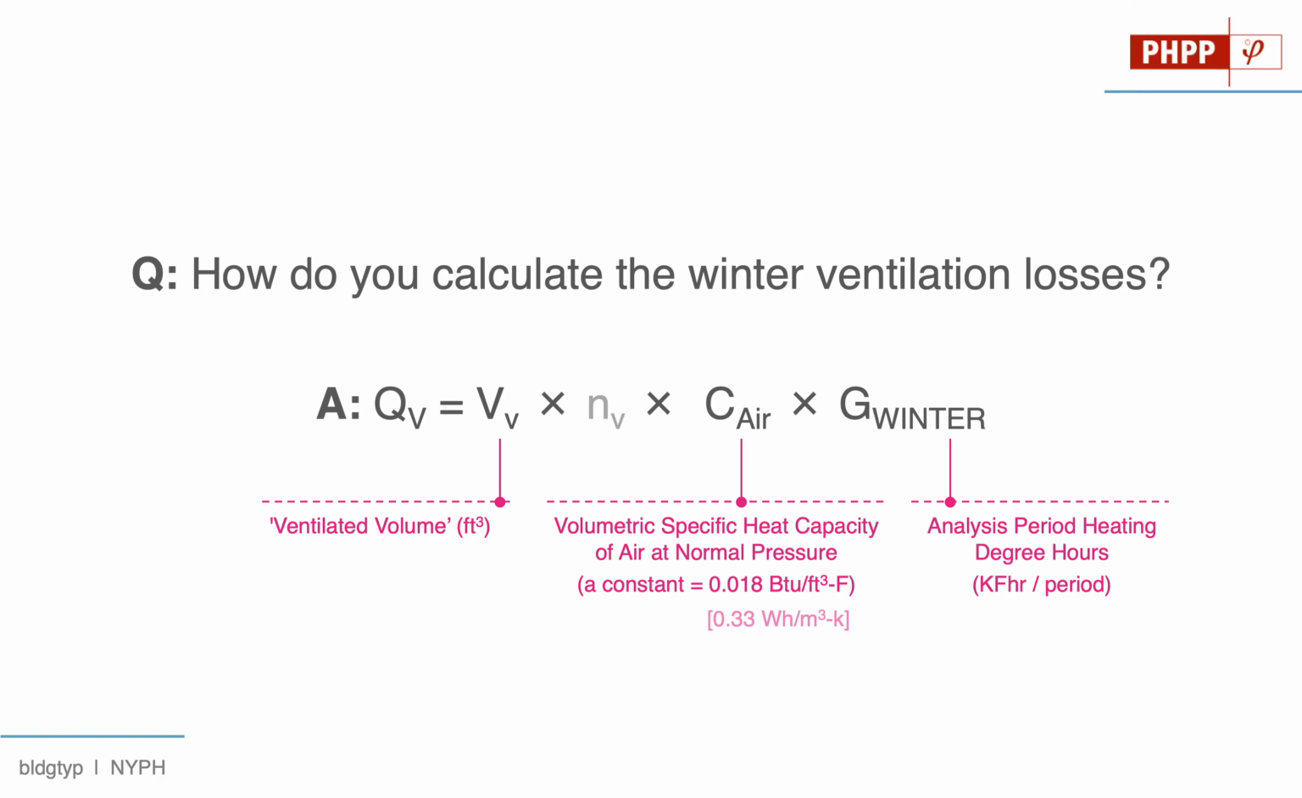We'll talk about exactly how to calculate that, but it's basically just the volume of the building. Okay, so fine. Hold off on NV for a second. We'll come back and talk about that in a minute, but let's take the other easy ones here. What about C air? What does that mean?